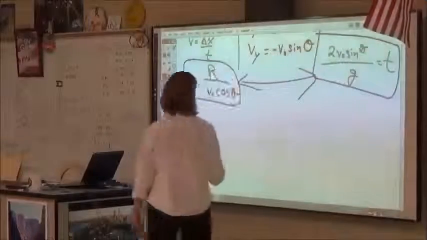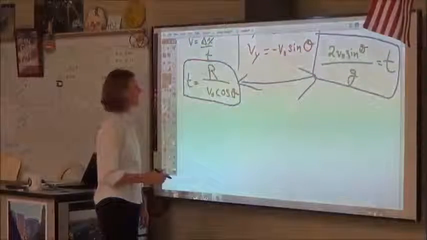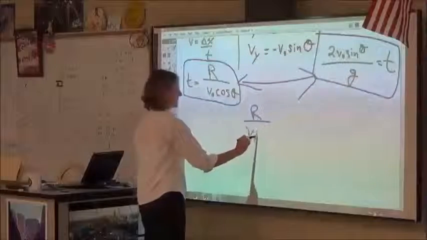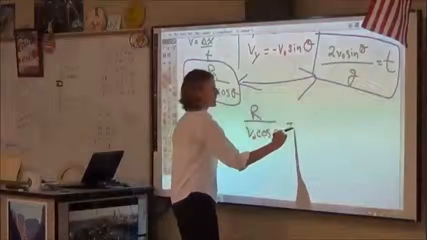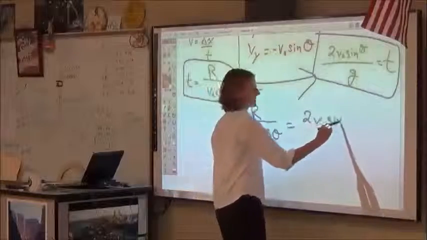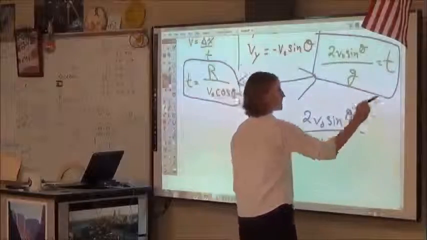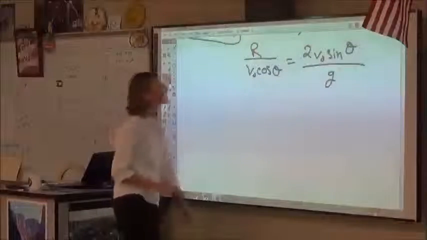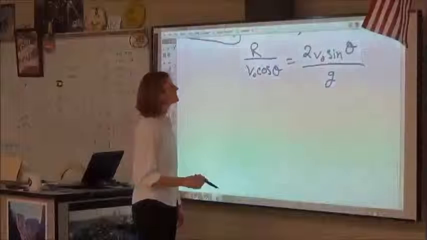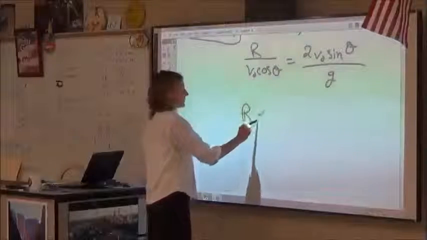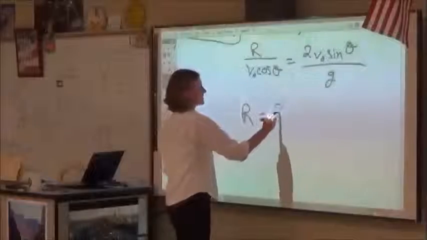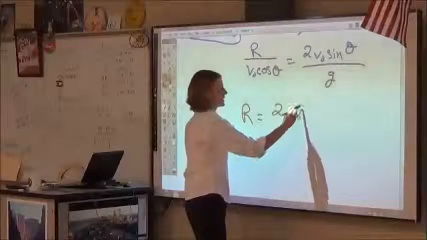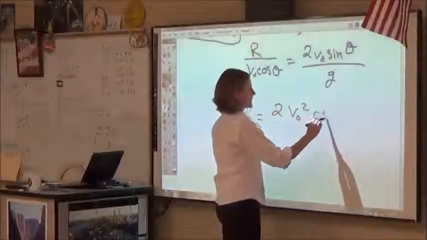Okay, so now we just clean up. Now we just stick them equal to each other because they both equal t. And you can go ahead and simplify. I will do the same thing. And, of course, we were trying to solve for r, so leave r on the left-hand side. So we've got 2. We have a v naught times a v naught. And then we have our cosine and our sine.